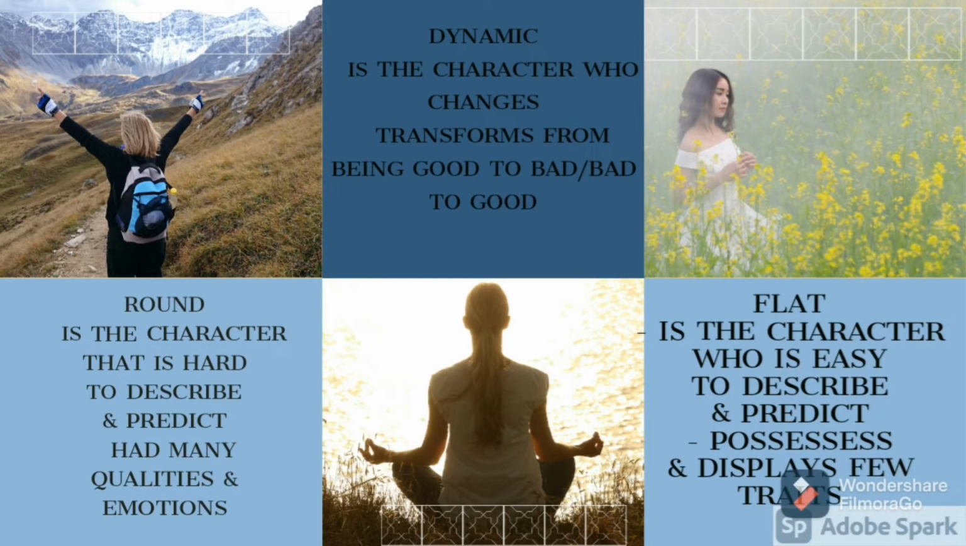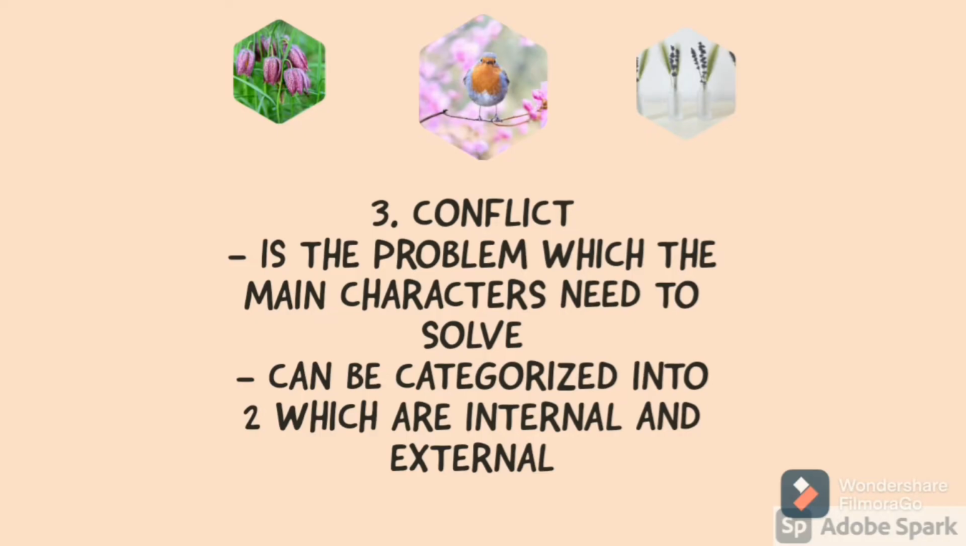Next is dynamic. Is the character who changes, transforms from being good to bad or bad to good. The next one is round. Is the character that is hard to describe and predict, has many qualities and emotions. And the last is flat. Is the character who is easy to describe and predict, possesses and displays a few traits.